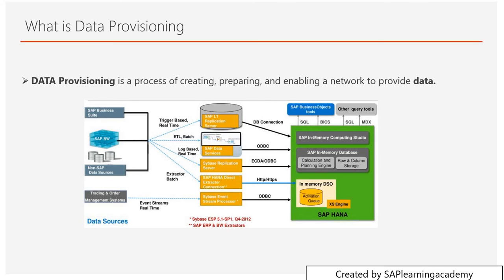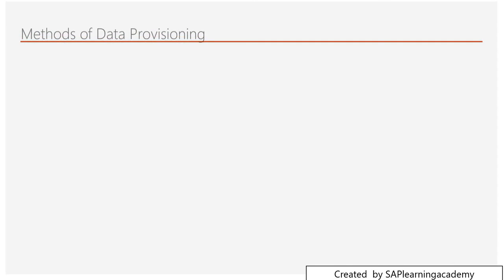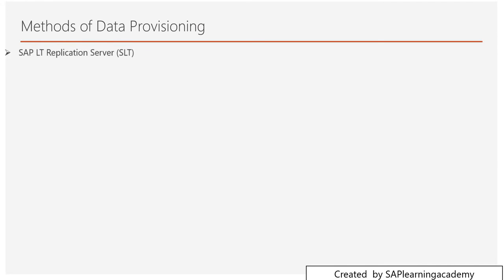Now we will go to the next part. We'll be discussing the methods, and this is a very vital and important part to know, the methods available in SAP HANA data provisioning, because you are going to be asked a lot of questions in the interview regarding this. First we'll talk about one of the main topics, the SAP LT Replication Server or SLT. Using this method we can load and replicate data in real time or scheduled from the source system, whether it's SAP or non-SAP, into SAP HANA.